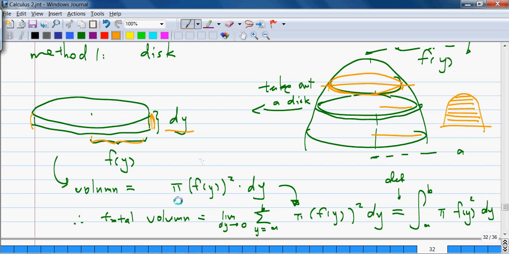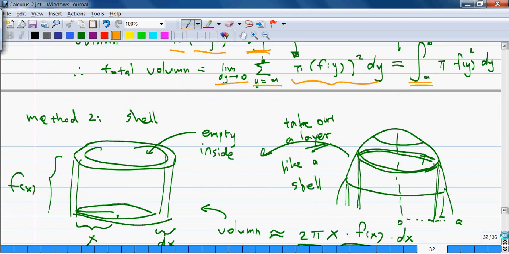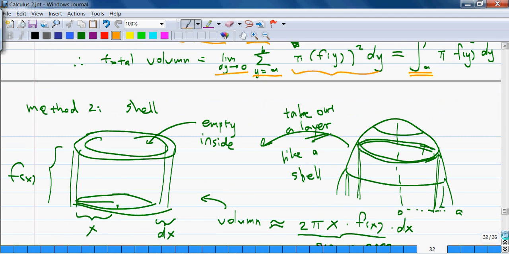So the volume of each one is just pi r squared, because the area of the circle is pi r squared, and you multiply by the height. And then you take the limit as dy goes to 0 of the sum of all these disks. And then by definition, this limit of a sum will be an integral. That's the first method. And the second method is the shell method, which is a lot harder to understand.